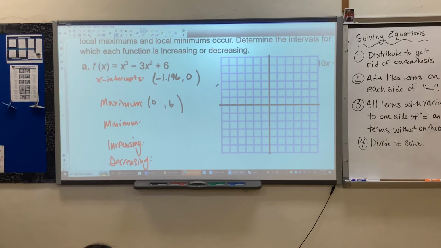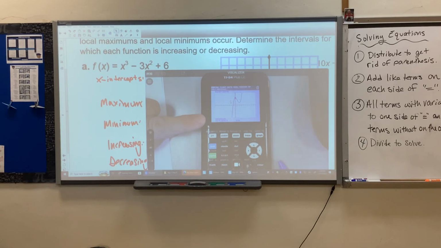And then let's find the minimum. And use the calculator again. Second trace again, and the minimum is the 3rd selection right there. Choose 3. You want to be on the left side of the minimum, like as close as possible to the right side of the minimum. And we get 0.22.